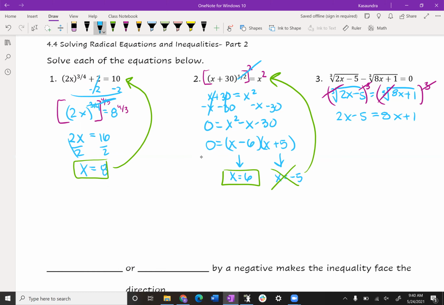All right, so 8 minus 2 is 6. I got a 6x here. And then I will subtract 1 on both sides. So -5 minus 1 is -6. And I'll divide by 6 on both sides. Looks like I got a -1 for my x.